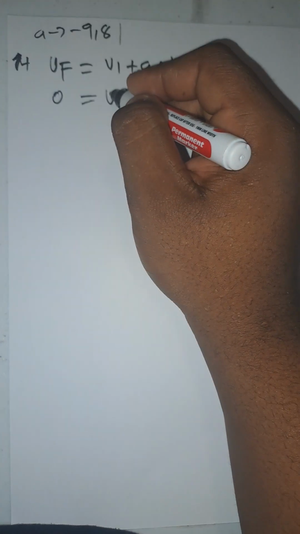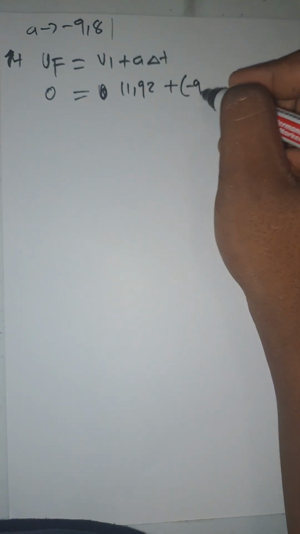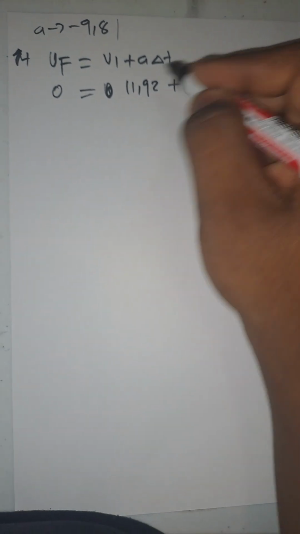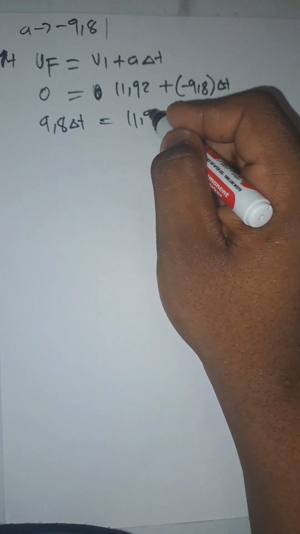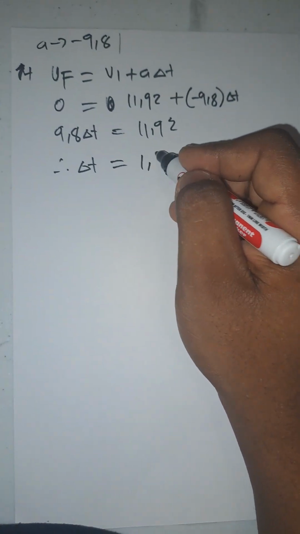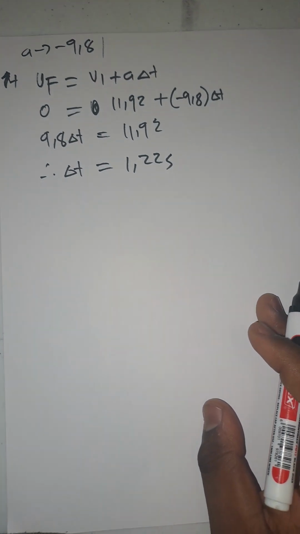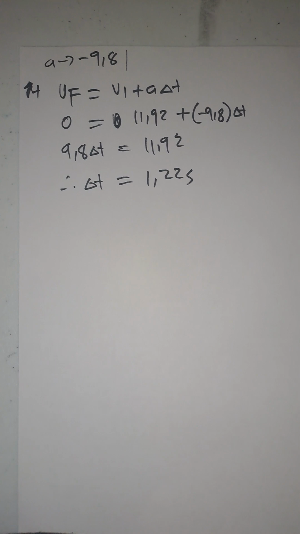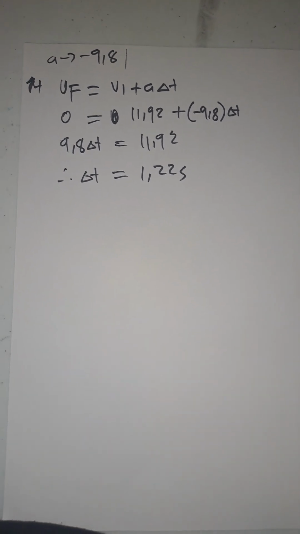The Vi, it is what? 0 equals 11,92 plus negative 9,8 delta t. So 9,8 delta t equals 11,92. Therefore, my delta t is simply equal to what? 1,22 seconds. Is it fine? I hope you understood there. Now let's conclude and continue with the other question.